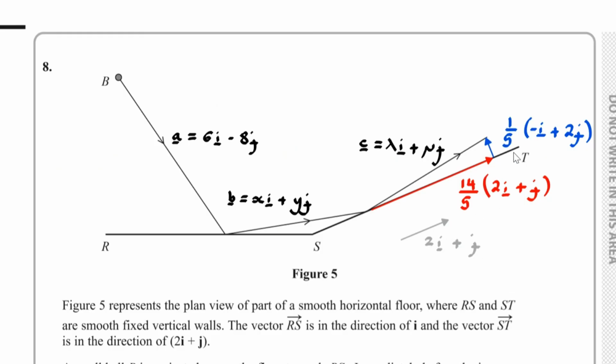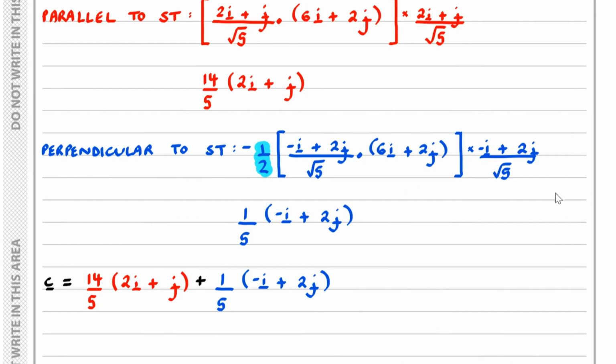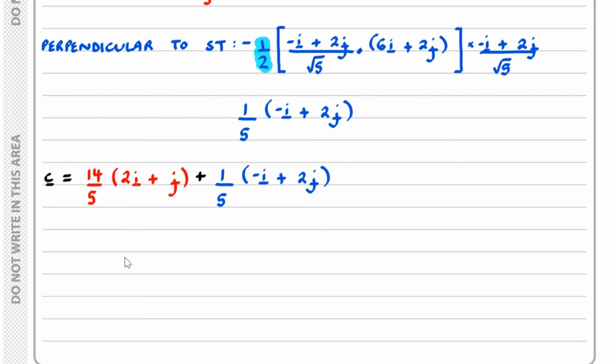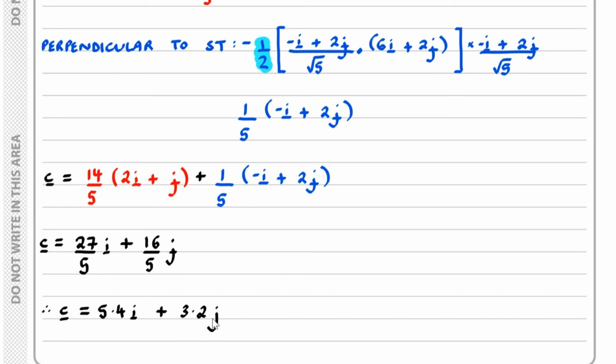So adding those vectors to this diagram, what we can now do is find out what C is. C is then equal to the sum of those vectors. So C is equal to, in terms of the i's, I've got here 28 over 5 minus 1/5, so that's 27 over 5. That's in the i direction. And then I've got 14 over 5 plus 2 times 1 over 5, so that's going to be 16 over 5 j. And therefore the velocity is equal to 5.4i plus 3.2j meters per second.